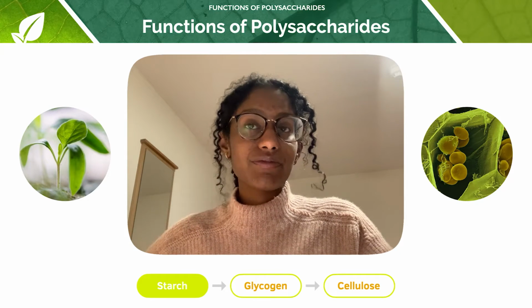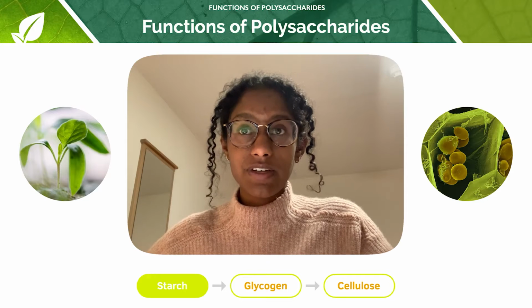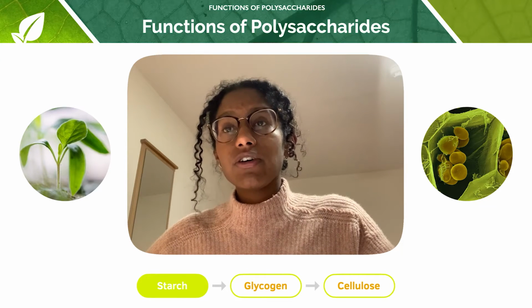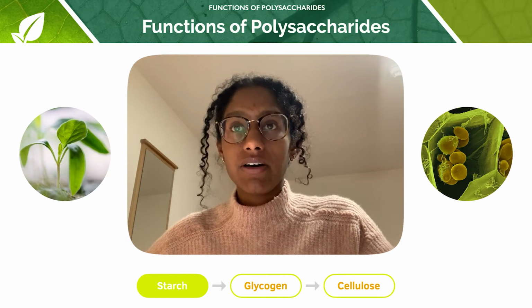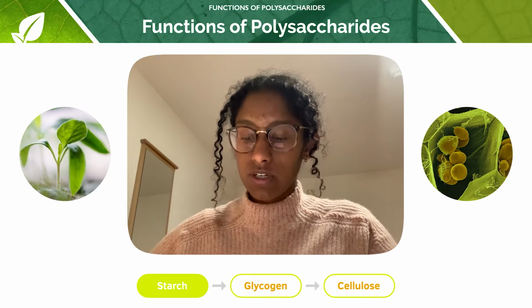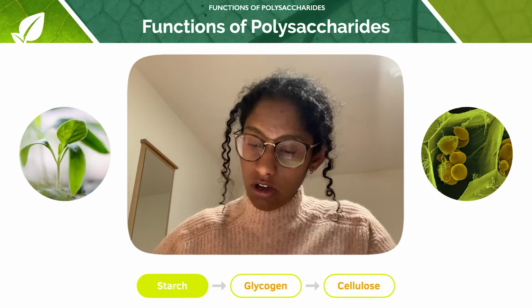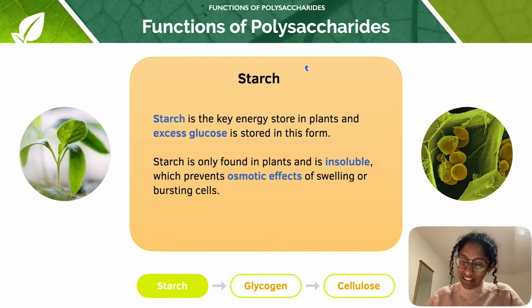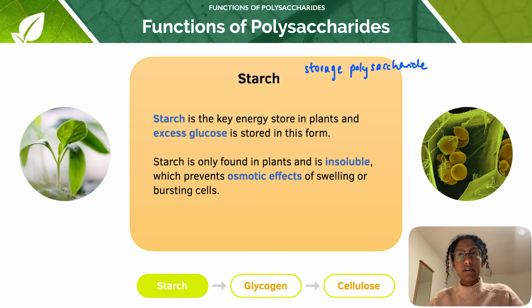So, starch, let's start off with starch first of all. Starch is the key energy store in plants, and excess glucose is stored in this form. So, starch is essentially the storage polysaccharide of plant cells. It's the polysaccharide used for storage of glucose. We store excess glucose in the form of starch.